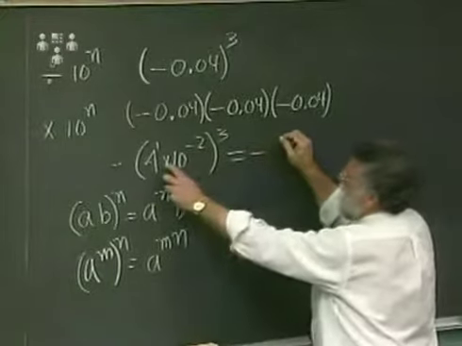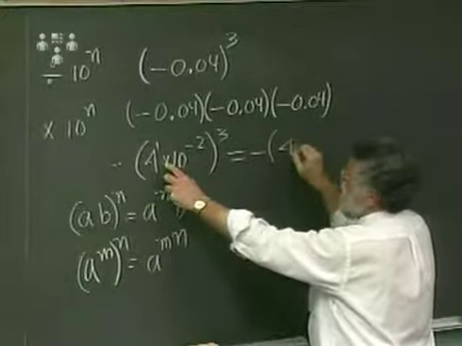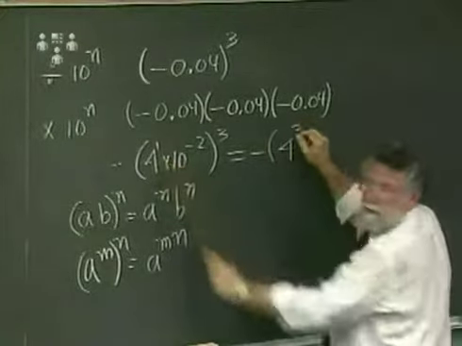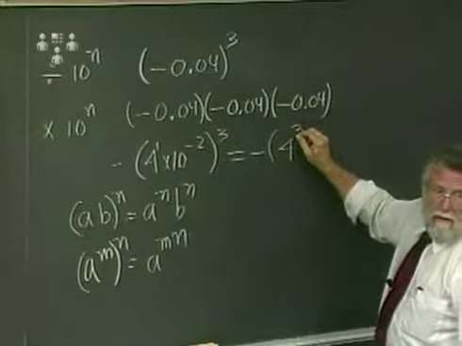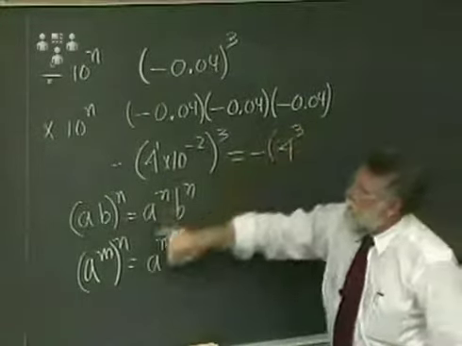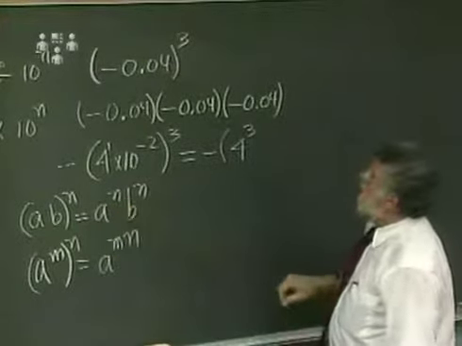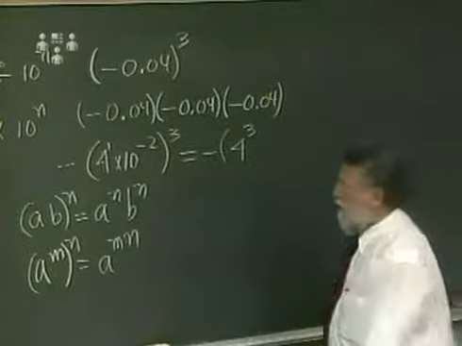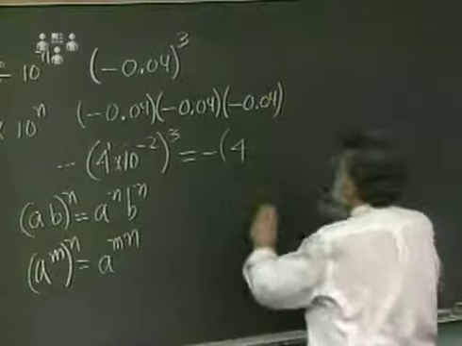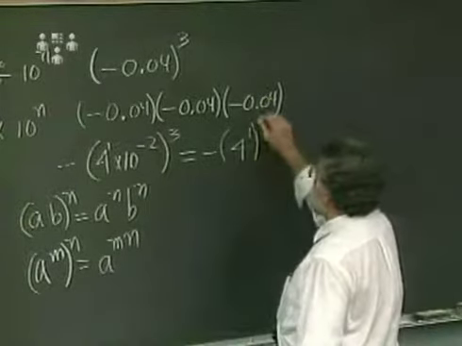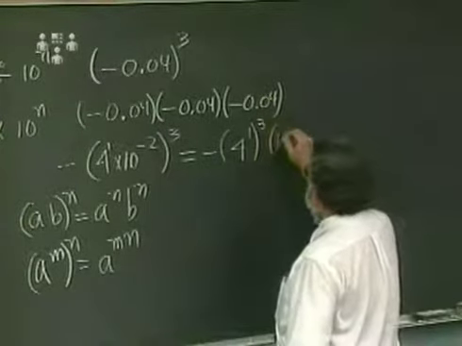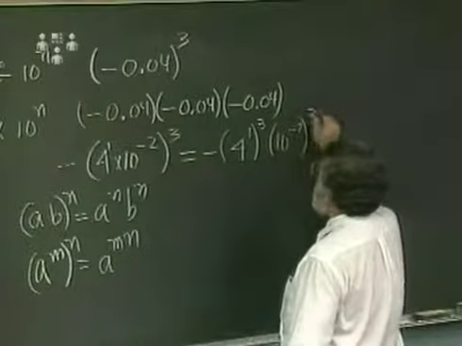Are we ready? So that's going to be 4 to the what? Third. Multiply the exponent coming through. This is a to the nth. Oh, yeah, it is 4 to the 3rd. Okay, I will slow down. I'll redo this. And then 10 to the negative 6. And then 10 to the negative 2 to the third.